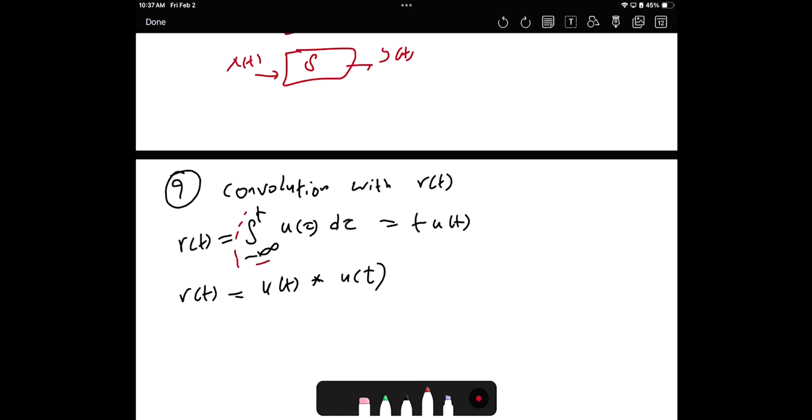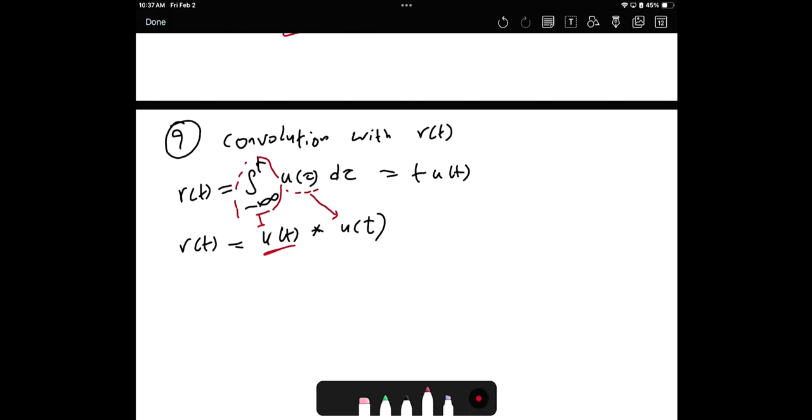The first u of t comes from the integral, the second u of t comes from this. Okay? So this is now another representation for r of t with respect to u of t, and this is an important representation. U of t convolved with u of t will make it r of t.